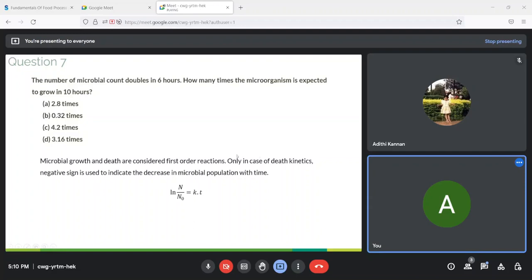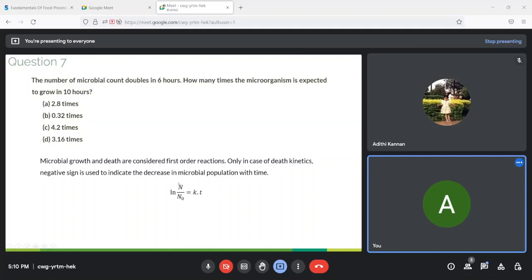So only in case of death kinetics are we seeing a decrease in the number of microbes. And because of this decrease in the number of microbes, you have a negative sign here. If you are dealing with growth kinetics, there will be a positive sign here. So for growth kinetics, it is ln n by n naught is equal to kt. Had it been death kinetics, you would have ln n by n naught equal to minus kt. But since we are looking at microbial growth here, we'll keep it as plus kt itself.